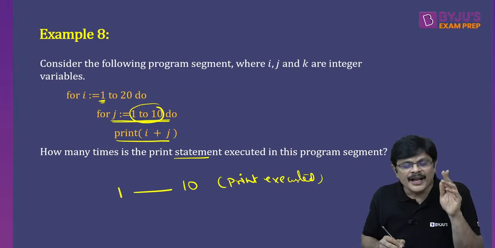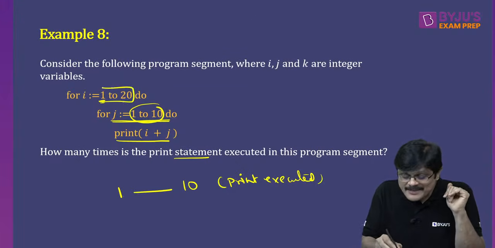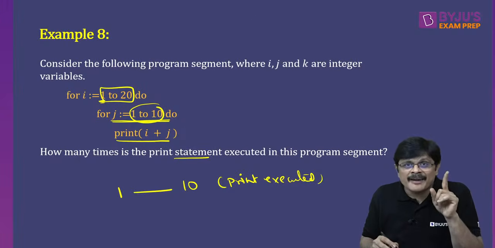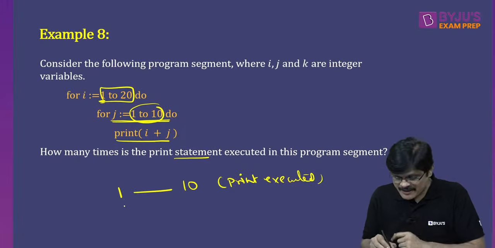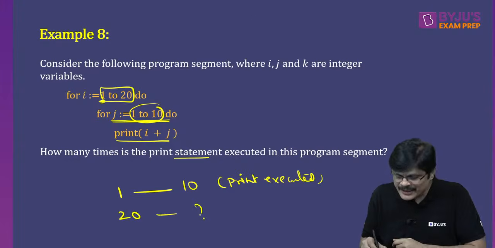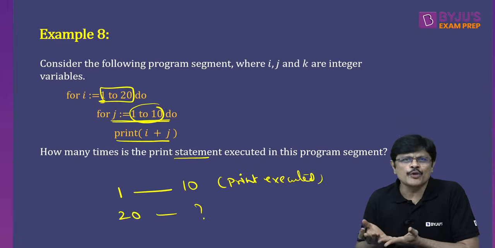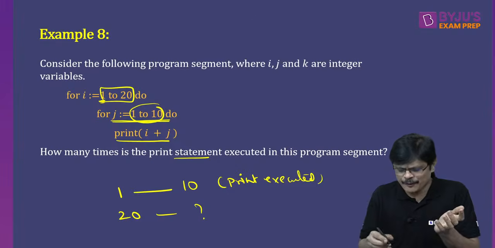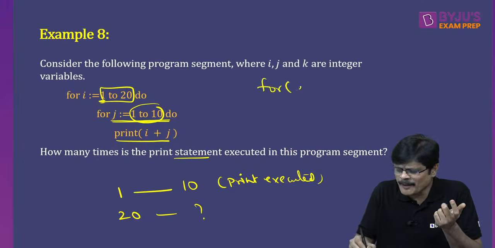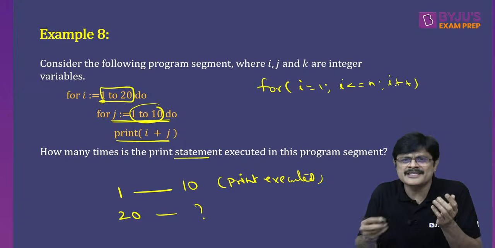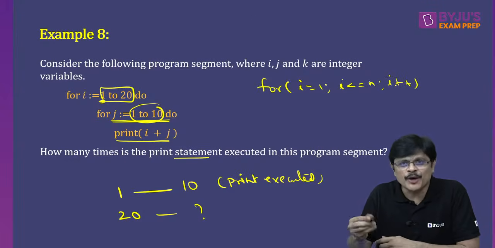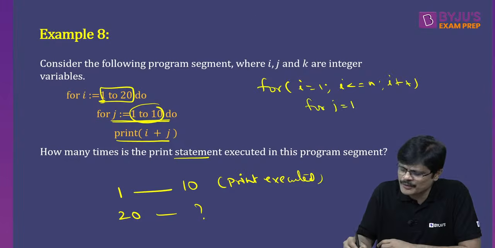Correct or not? Now, how many times is I varying? Because for one time I varies, J varies 10 times. For 20 times I is varying, in total how many print statements are executed? So it is also a straightforward question. It's a simple product rule only. Am I clear? Even a simple problem like for I equal to 1, I less than or equal to n, I plus plus, this is a regular question which they ask.